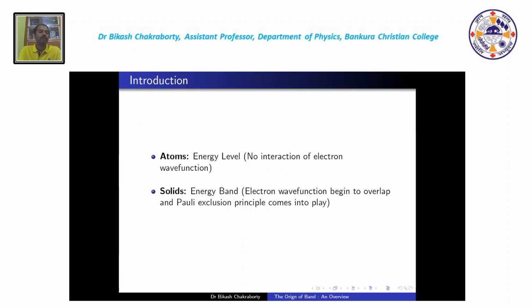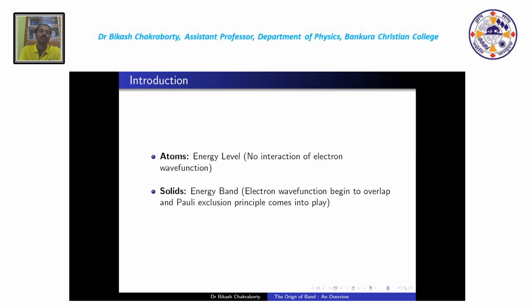Actually, when two atoms are isolated from each other completely, then there is no interaction of electron wave function and they can have identical electronic structure. But as the spacing between them becomes smaller, electron wave functions begin to overlap and Pauli's exclusion principle comes into play. The exclusion principle states that no two electrons of an interacting system can reside in the same quantum state.